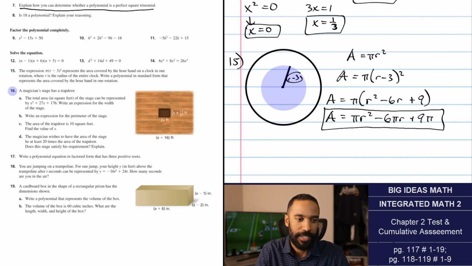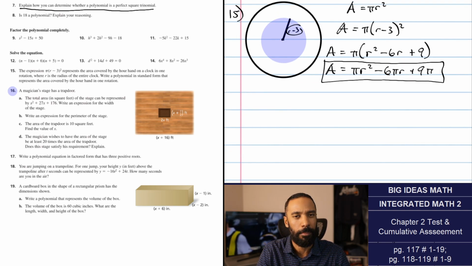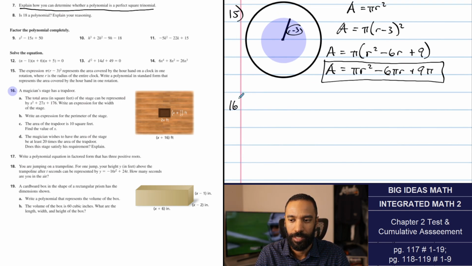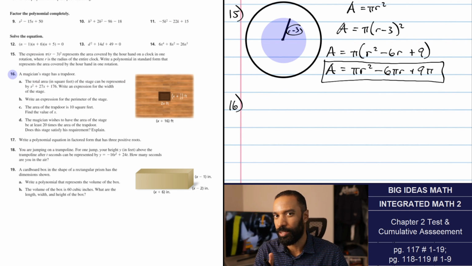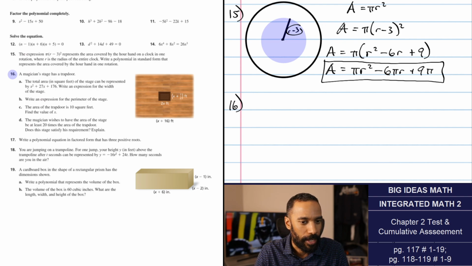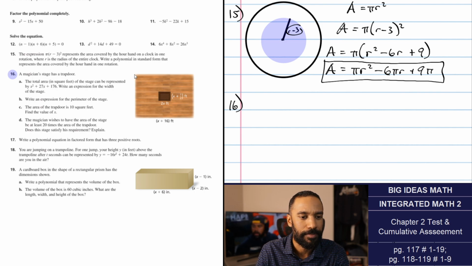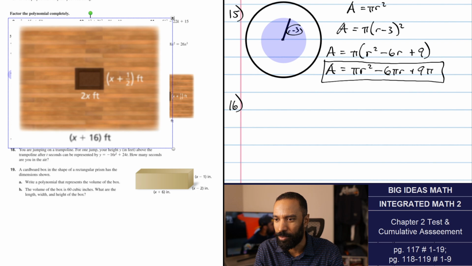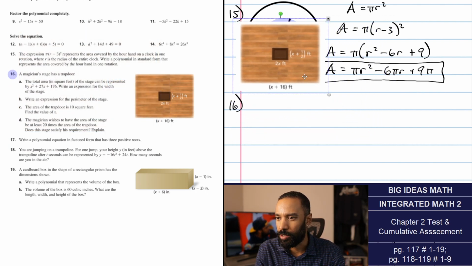Number 16. A magician's stage has a trap door. No, they're magic. They have no trapdoors. That's just the illusion in and of itself. They want you to think they need that trapdoor. The total area, okay, so let's see what we're looking at actually. Let's copy and paste that. Give me 1 second, because I don't want to redraw something if I don't have to.